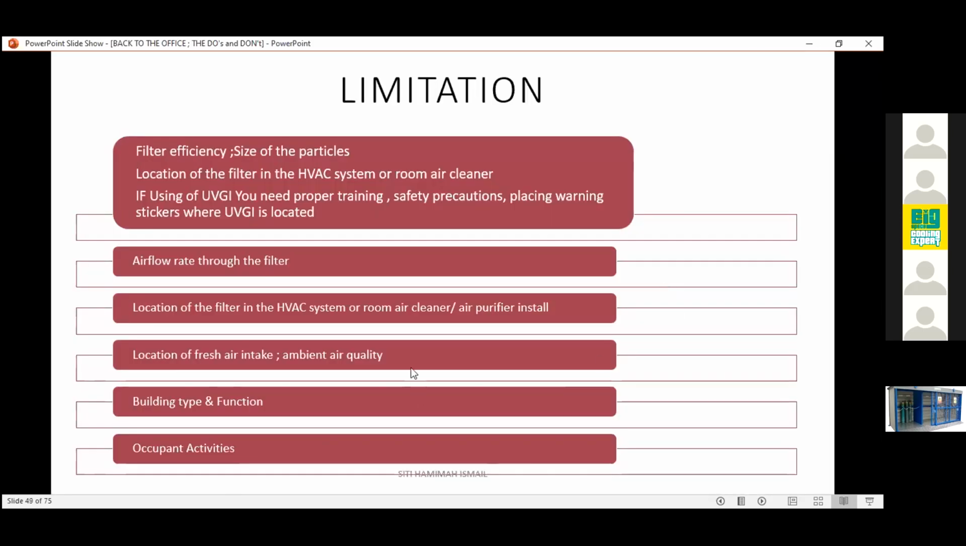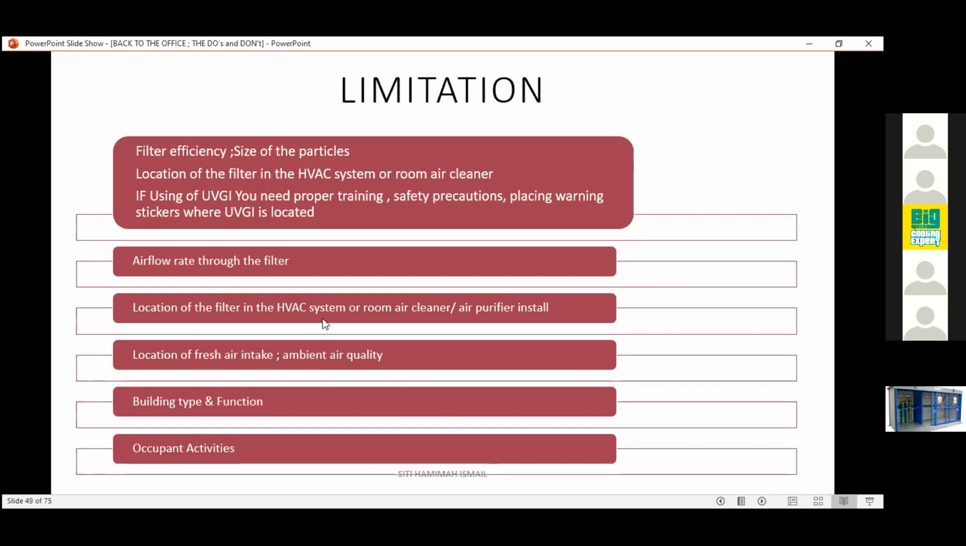Okay, limitations. Filter efficiency, why? Your existing filter, the usual one for a typical commercial building, does not meet MERV 14 or MERV 13. So that's why you have to look into your size of particles, then the location of the filter in the HVAC room, and your air cleaner issues too. Sometimes, as I said, your HVAC fresh air intake is close to a construction site. If you use MERV 14, you can't survive, because the lifespan of the filter is even shorter.